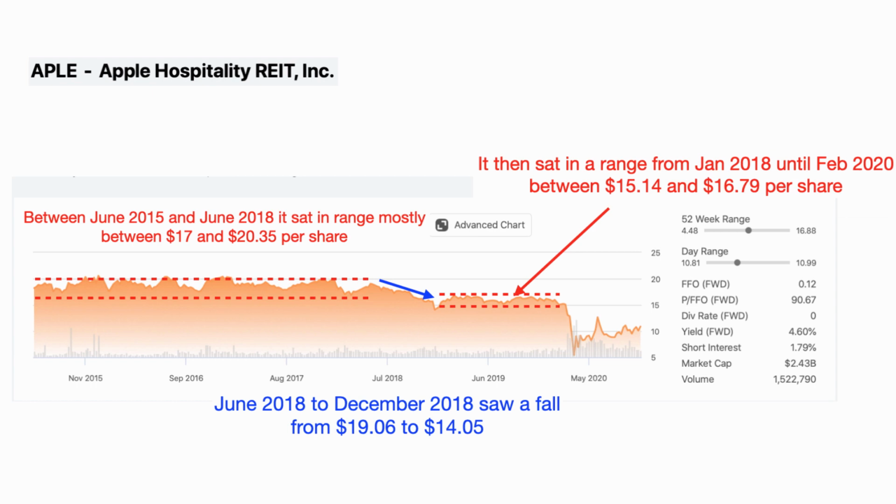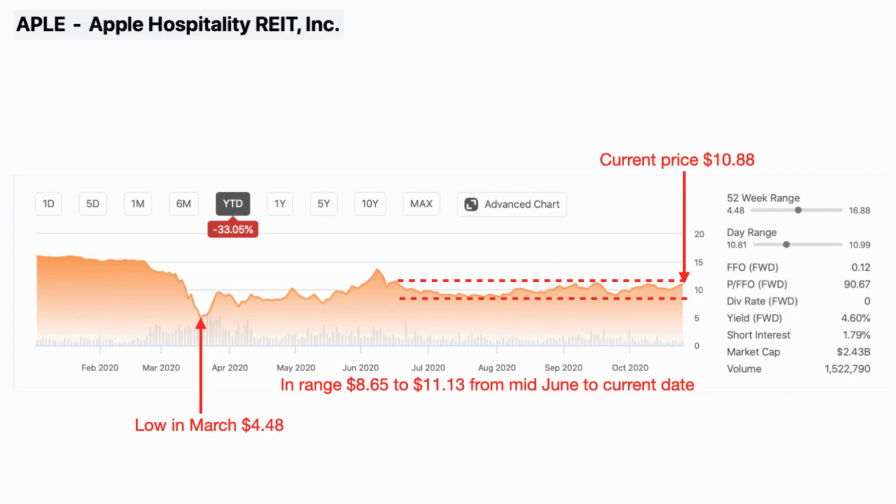to $16.79 per share. And if we look at the more recent term now, after the big drop in March, it seems to have currently stabilized in a range of between $8.65 per share to $11.13 per share.